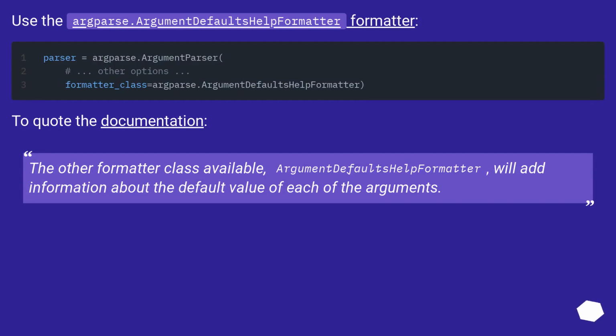Use the argparse.ArgumentDefaultsHelpFormatter help formatter. To quote the documentation, the other formatter class available, ArgumentDefaultsHelpFormatter, will add information about the default value of each of the arguments.